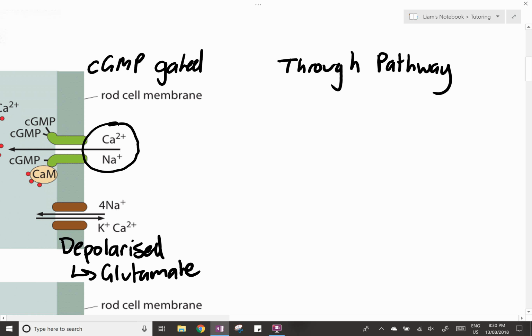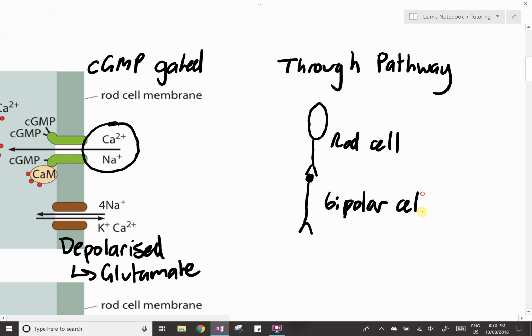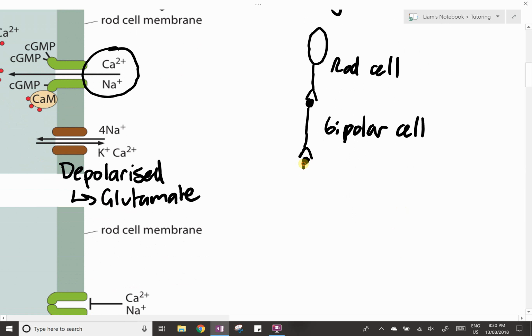Basically, what that means is that you have your sensor here, which in this case is the rhodopsin, and that sends a message onto this cell here. So rhodopsin, a rod cell, I should say, containing rhodopsin. That then sends messages to a bipolar cell. Getting ahead of myself. And then onto this one here, which is the ganglion cell.